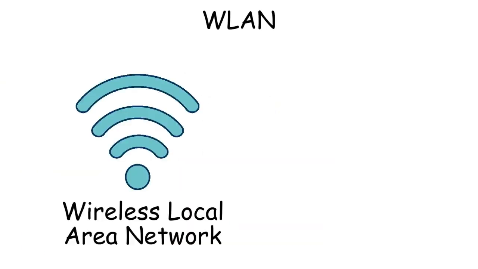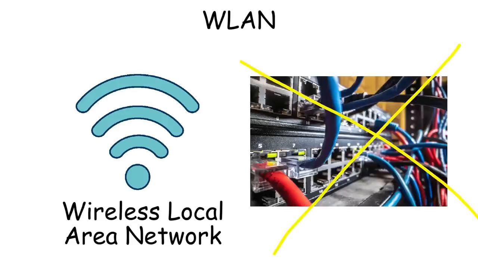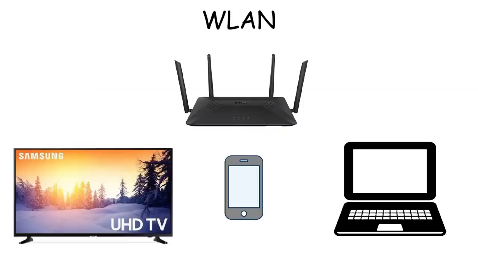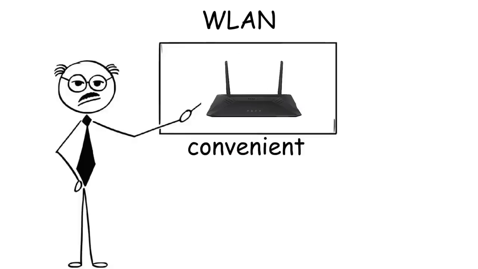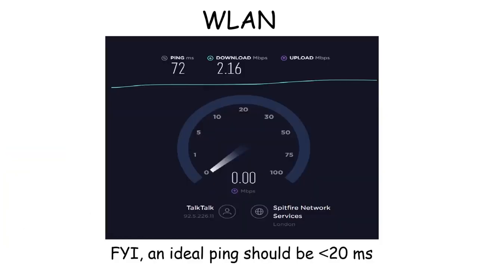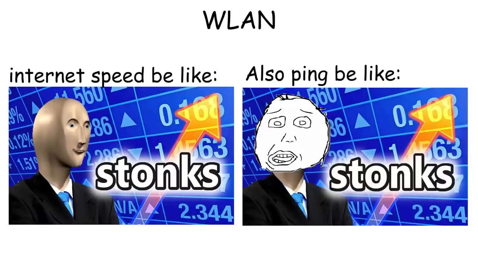WLAN, Wireless LAN. WLAN is just like a LAN, but wireless. This is your home Wi-Fi. Your phone, laptop, and smart TV all connected to one router. That's a WLAN. It gives you flexibility, but it may have more lag than wired networks.